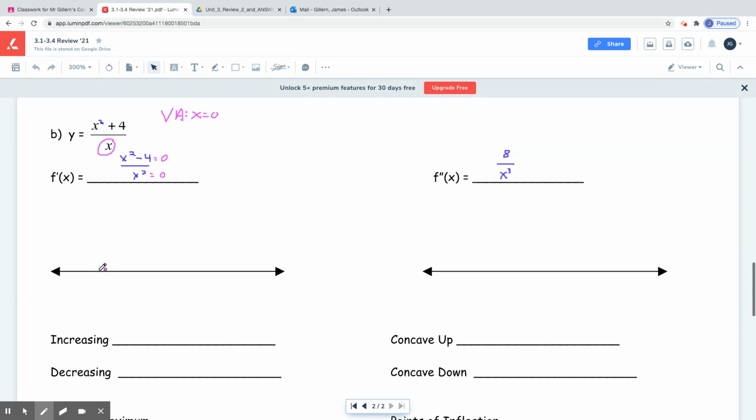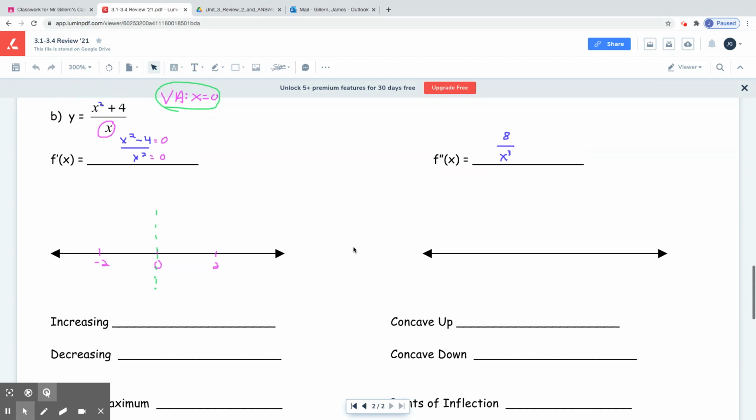When I set the top equal to 0, I get plus or minus 2. When I set the bottom equal to 0, I get 0. Now, this is where you've got to be careful. I know that a vertical asymptote happens at x equals 0. Draw that on your number line. It'll help you not make a mistake when you're answering the questions below.